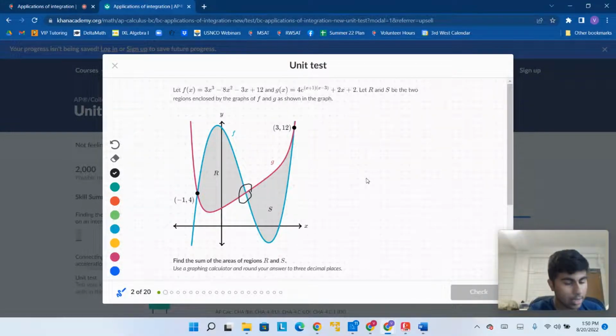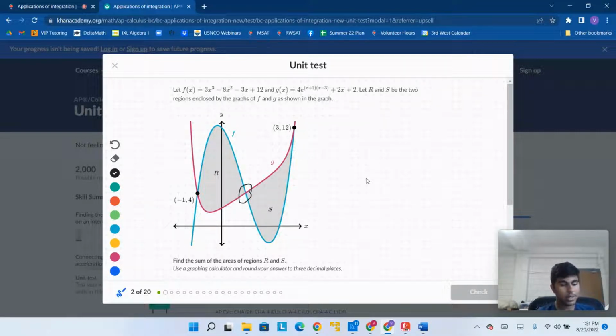I'm going to type in f of x, 3x cubed minus 8x squared minus 3x plus 12. The second one is 4e to the (x plus 1) times (x minus 3) plus 2x plus 2. So I have 3x cubed minus 8x squared minus 3x plus 12, and then 4e to the (x plus 1)(x minus 3) plus 2x plus 2.